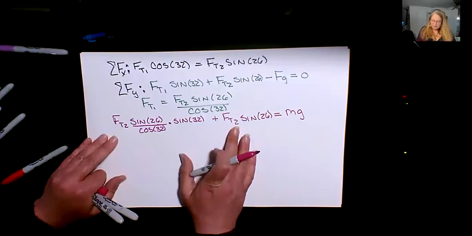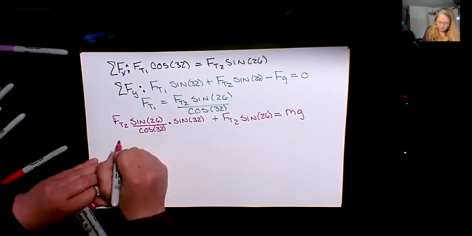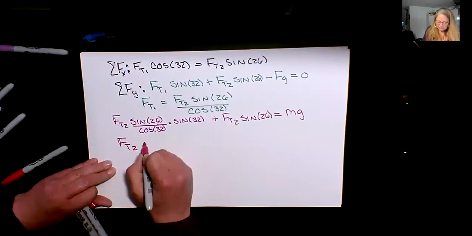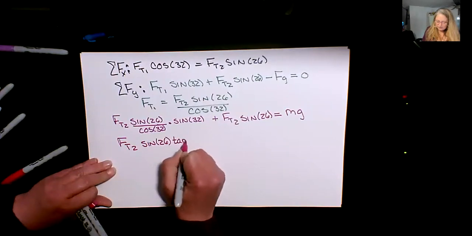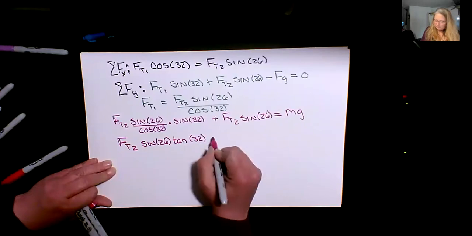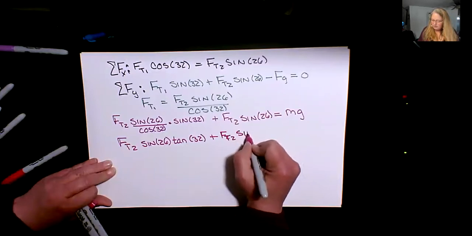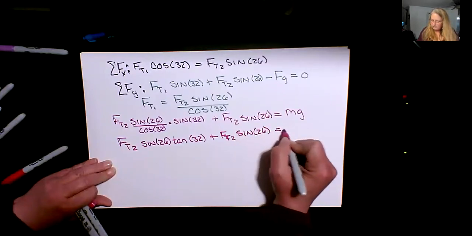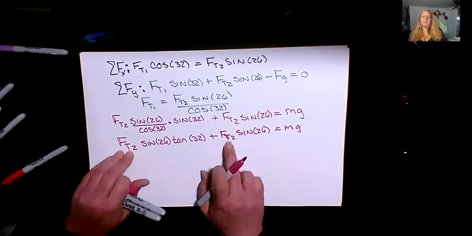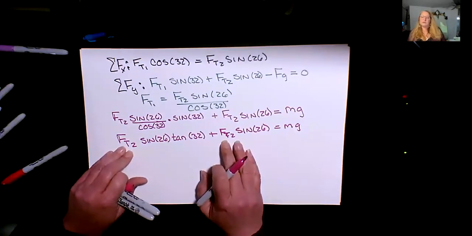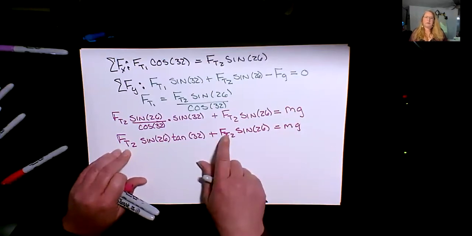So when I look at this, I'm like, okay, I can rewrite it and make it a little neater. Sine of 32 over cosine of 32 is tangent, so force of tension 2 times sine of 26 times tangent of 32 plus force of tension 2 sine of 26 equals mg. Cool. Now what I can do is this force of tension exists in both terms. So the name of the game here, the reason why I moved this over is that I have these 2 variables here.